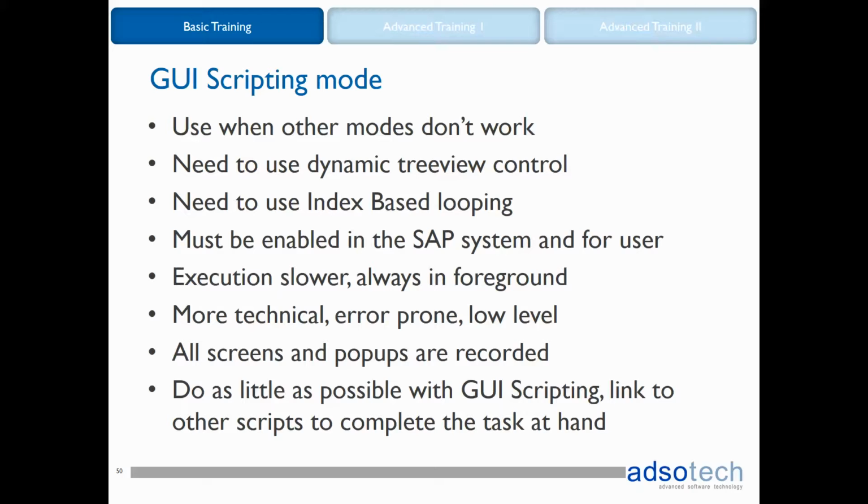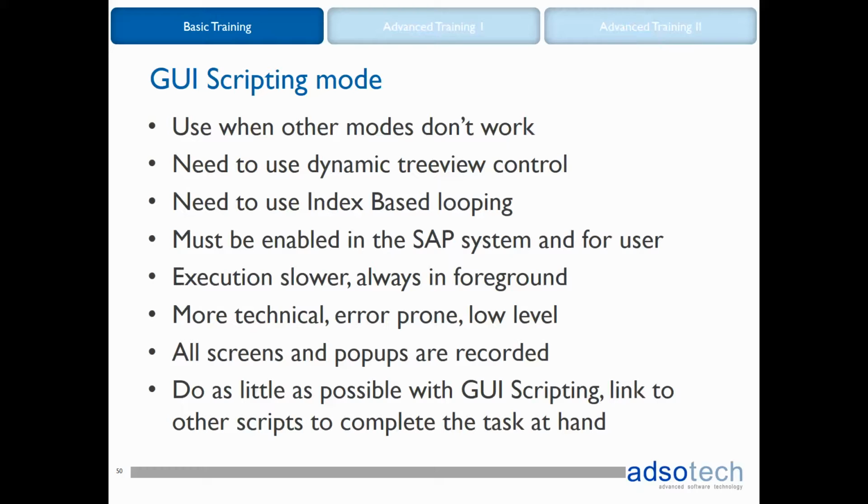GUI scripting should be used as the last resort out of the 3 recording modes. With this mode, you need to be more careful when recording, as there is more room for error with a lower level intelligence built in. For instance, every screen and pop-up gets recorded, even the search functionalities of single fields. The execution of a script like this is always going to happen in the foreground, so you cannot really escape seeing the SAP screens. Although you don't have to do anything about them, they will run automatically.